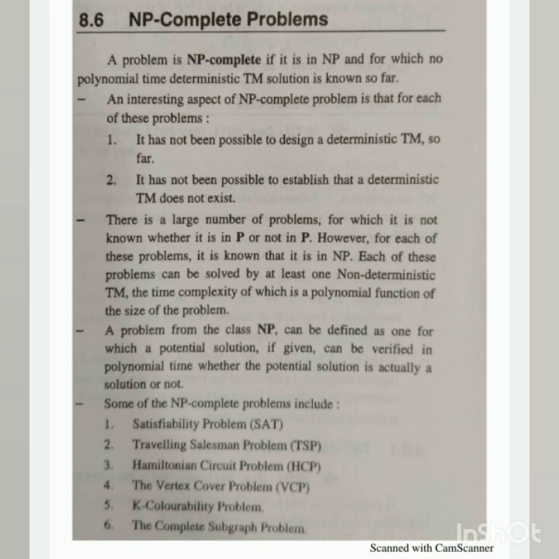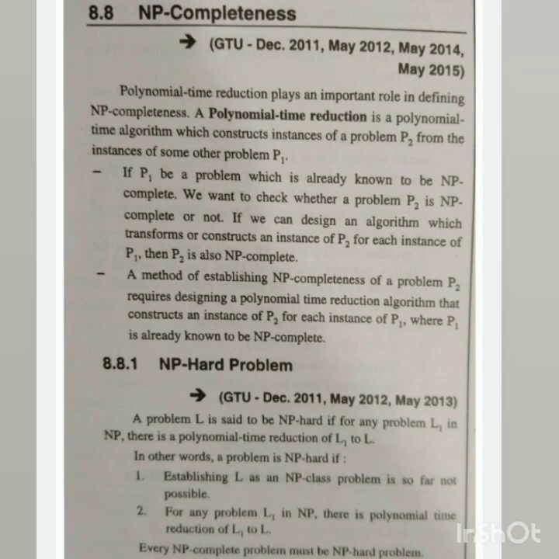Another is the Hamilton circle problem, the short form of which is HCP. Next is the vertex cover problem. Next, the k-colorability problem, and last is the complete subgraph problem. One I have explained in detail, and the other listed problems can be considered NP complete problems. The second category of NP complete is NP completeness problems.